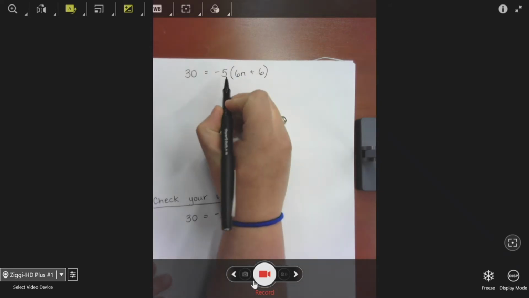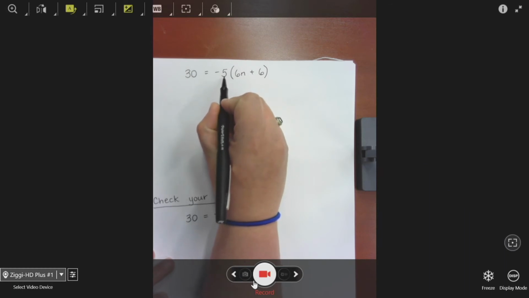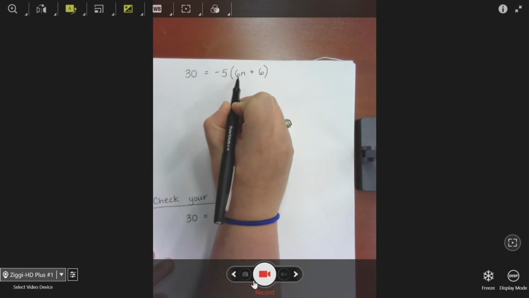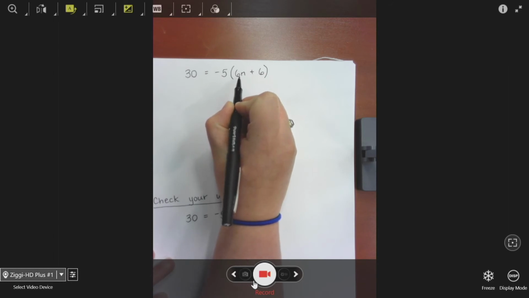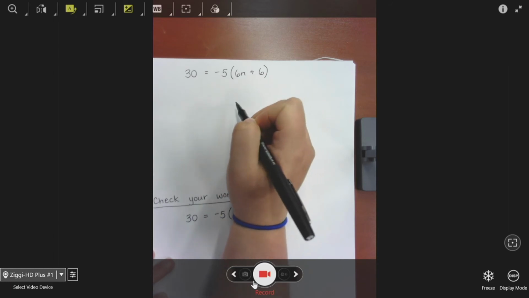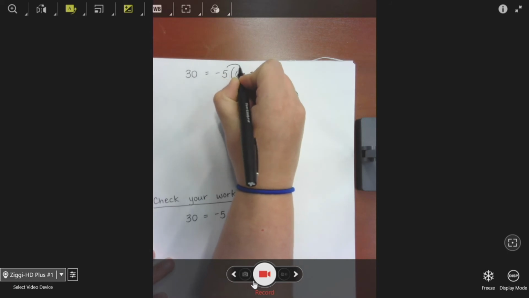Our first step here, and we haven't talked about this before, is that we have this negative 5, and it's multiplied by everything in parentheses. So we have to use the distributive property. I like to show this by drawing some arrows.